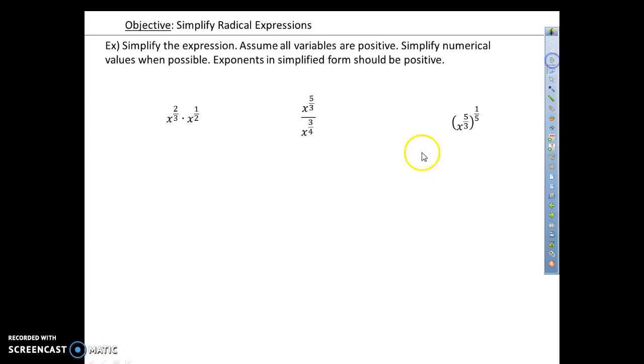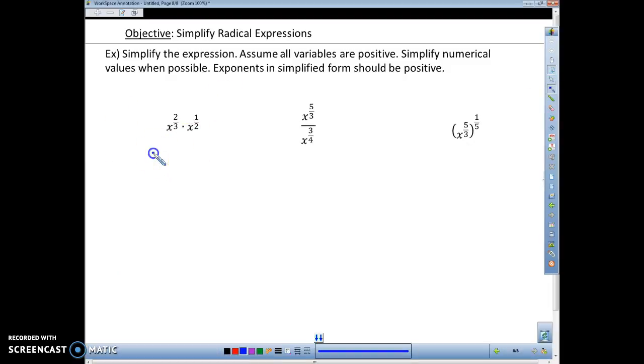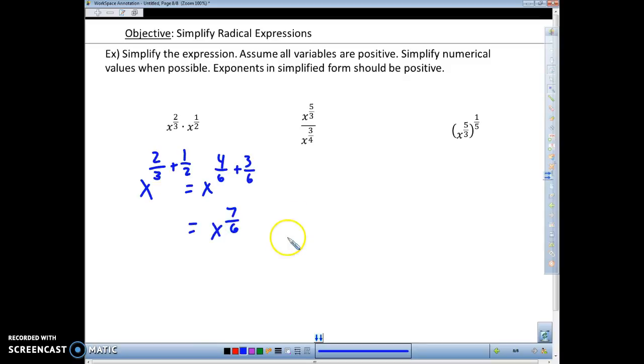Okay, and when I do this, I should get 2/3 plus 1/2, and this will give me x, and I'm going to find a common denominator, which is going to be 6, so I'm going to get 4 over 6 plus 3 over 6, and when I add these, I get x to the 7 over 6.